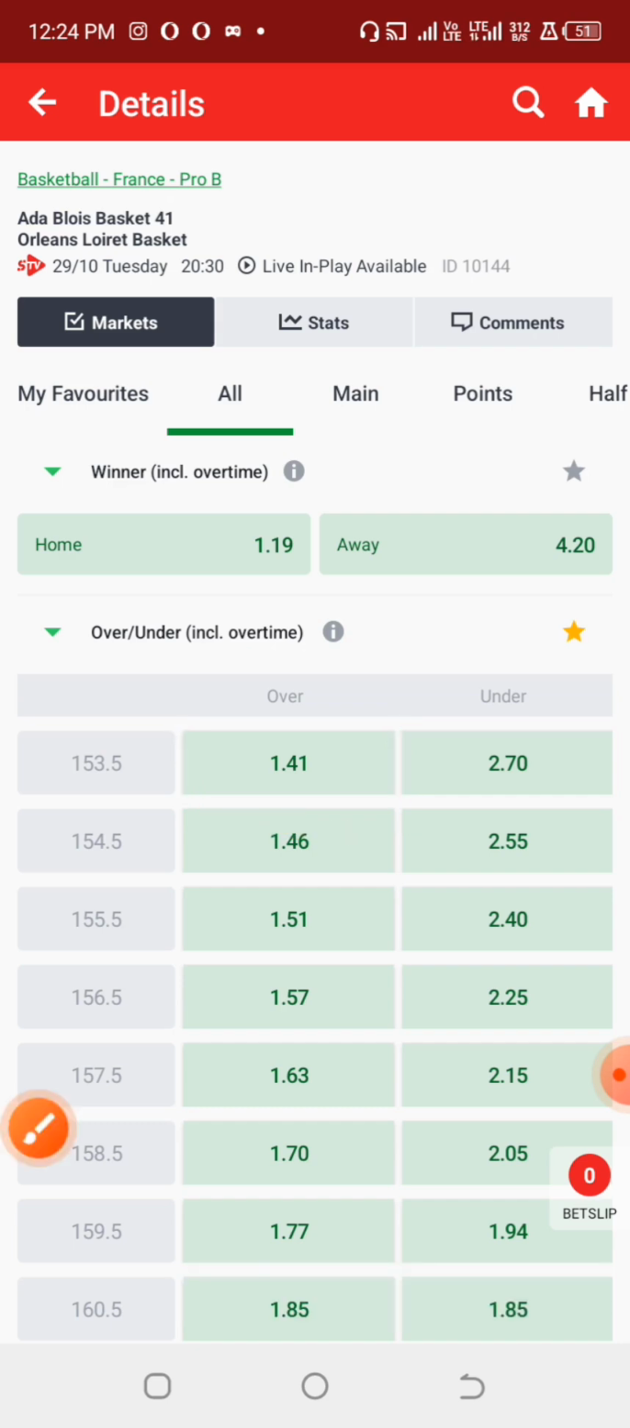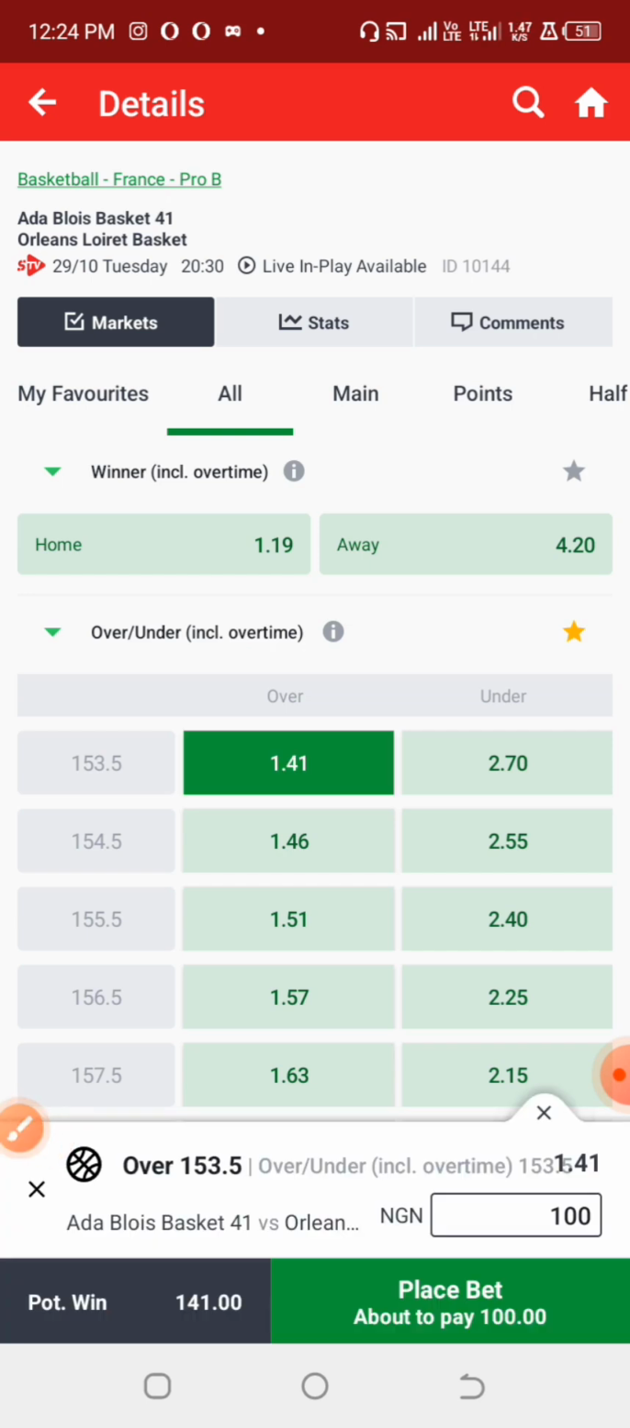Let us just assume that we want to risk the game with over 153 in this particular game at odds of 1.41. But actually, I won't support this because it is not fully accurate with what we've gotten. So in case this particular home team that you guys are seeing here eventually played the way they've been playing before, we should be getting something that is over this particular point.